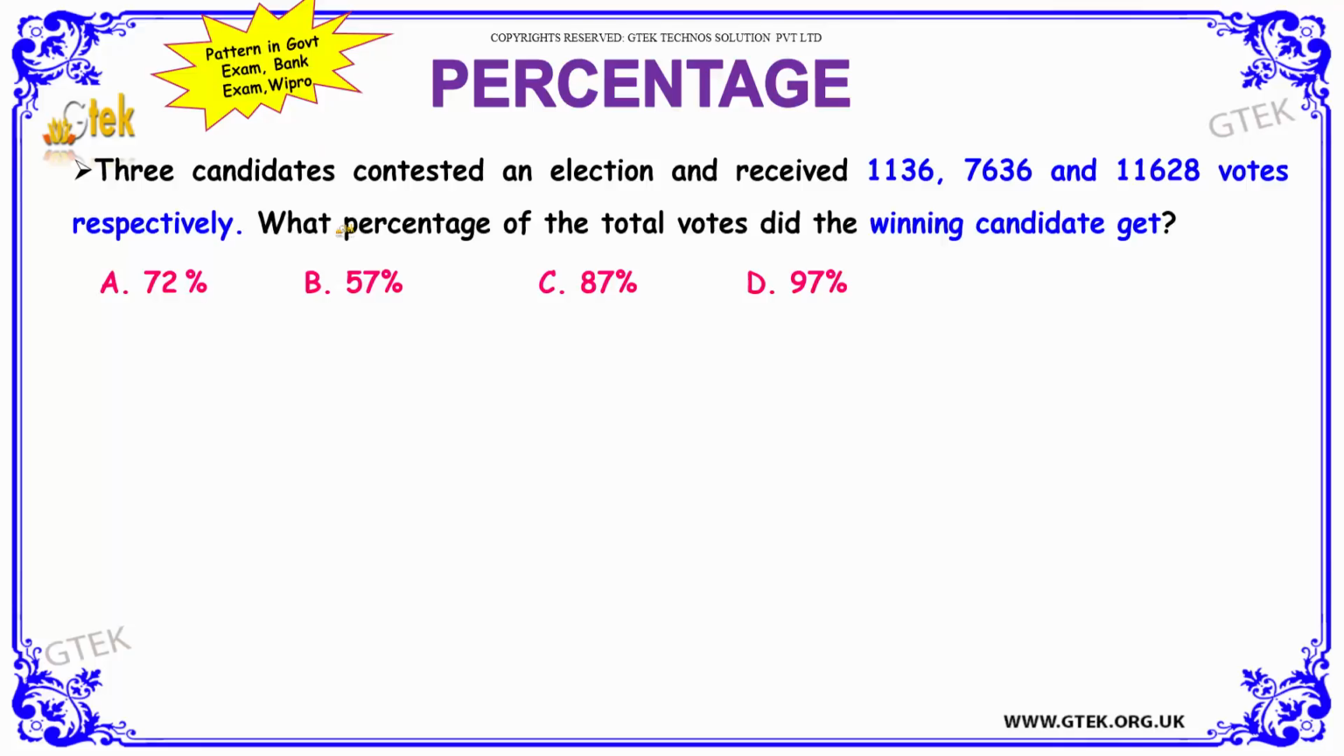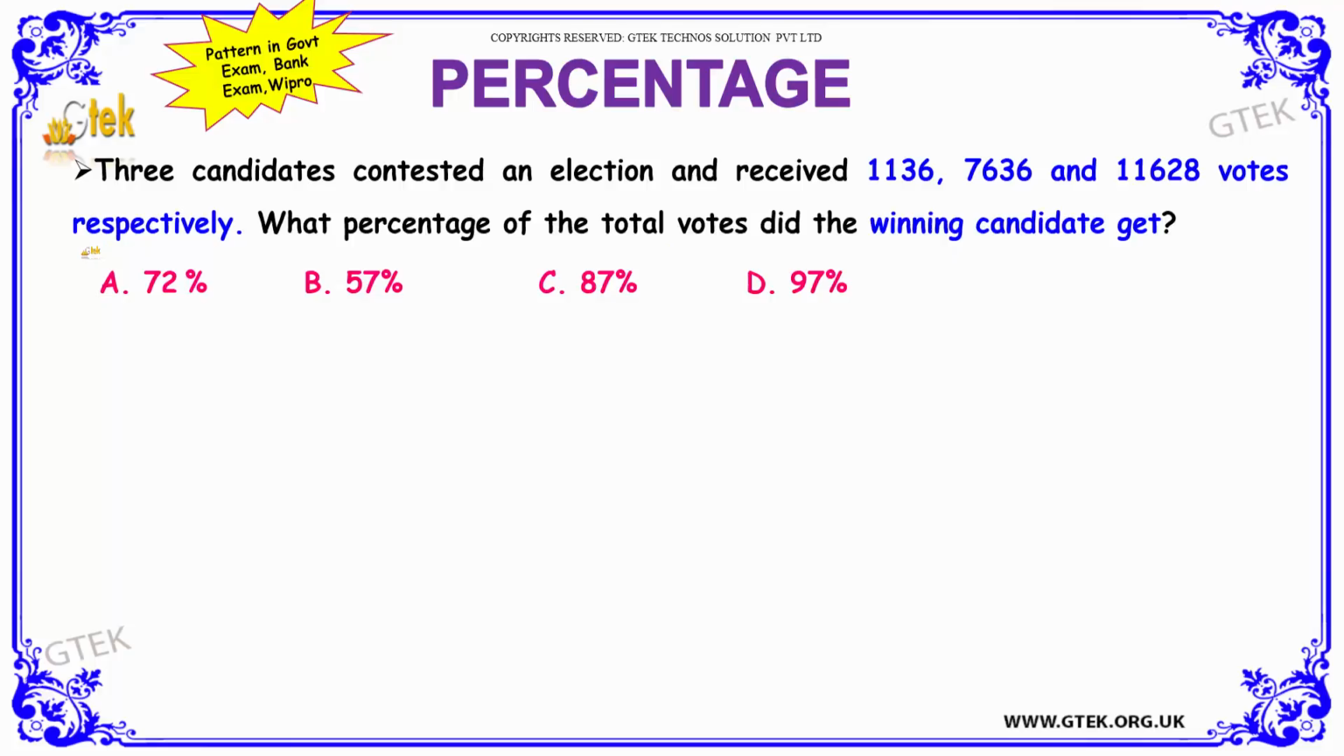Moving on to our next example, we have three candidates who contested in an election and received 1,136, 7,636, and 11,628 votes respectively. What percentage of the total votes did the winning candidate get? That's what we have to find.